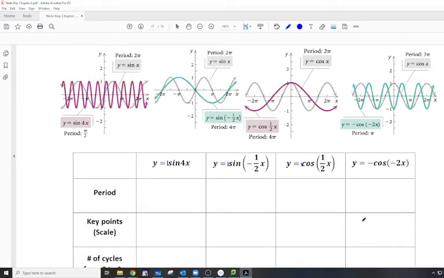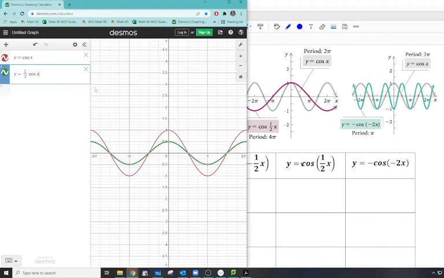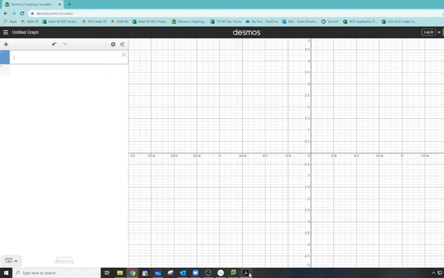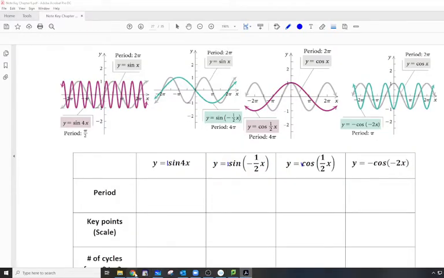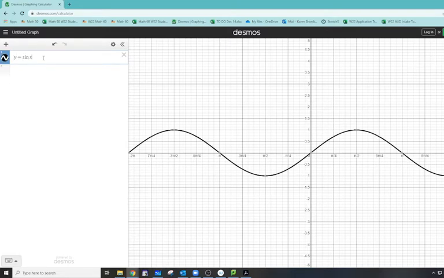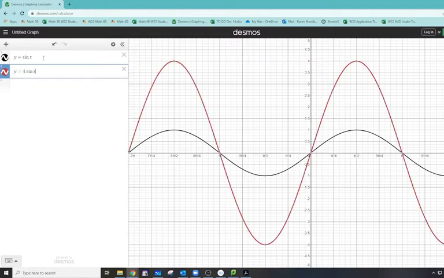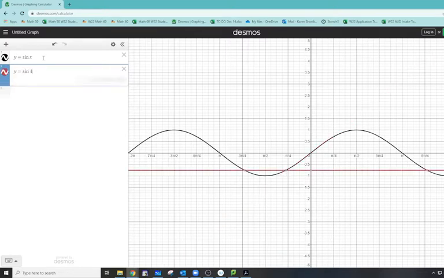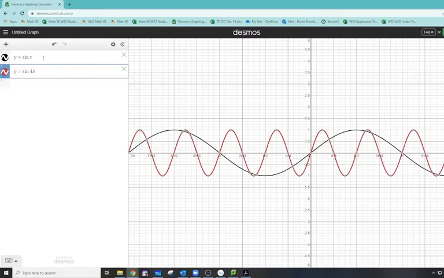If you know that the period is the time for one cycle, let's take this y equals sine 4x graph and just do it in Desmos so that it's bigger. So here we go. Take off, make this bigger. It was sine, right? Yeah, sine. Okay. So now we are going to graph y equals sine x, and now we're going to do y equals sine 4x. There you go.